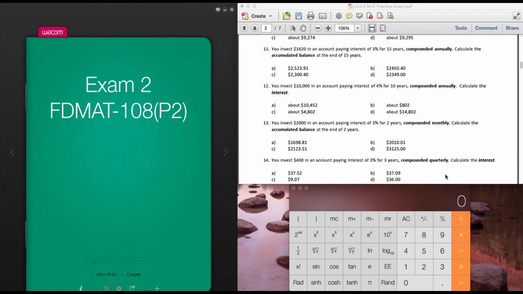All right, so welcome to part 2, and we'll be doing questions 11 through 20 in this one. Okay, so let's start with question 11.